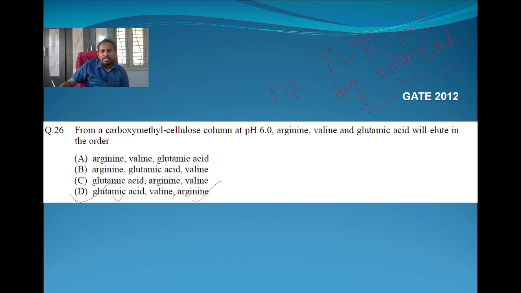That is on the basis of isoelectric point. So arginine is a basic amino acid. Its pI value is more. Valine is a neutral amino acid. So valine is in between. Glutamic acid is an acidic amino acid. So its pI is less than the neutral amino acid. So in this way, they will elute from the column. So lower pI will elute first.